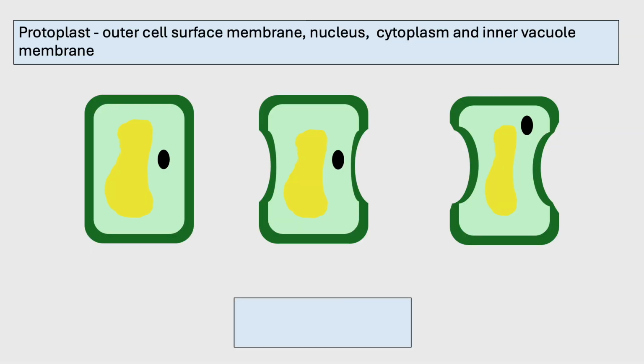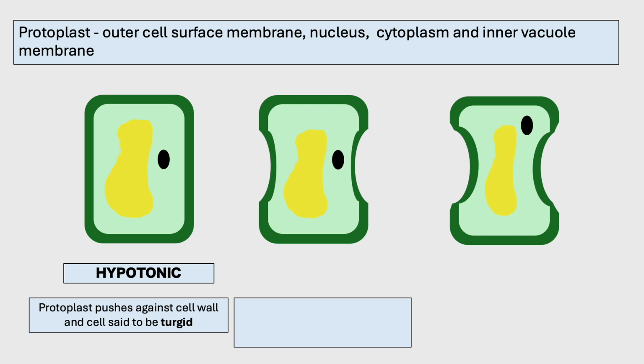To do this, we look at the protoplast, which is the outer cell surface membrane, the nucleus, the cytoplasm, and the inner vacuole membrane combined. In hypotonic solution, the protoplast pushes against the cell wall, and the cell is said to be turgid.